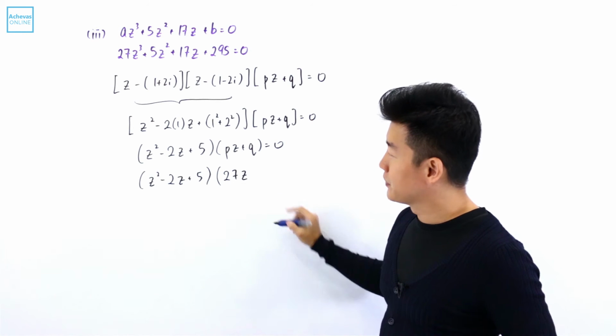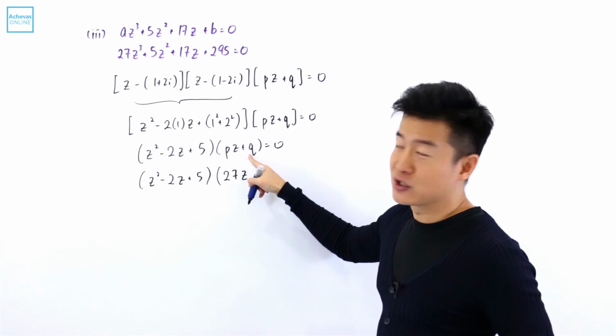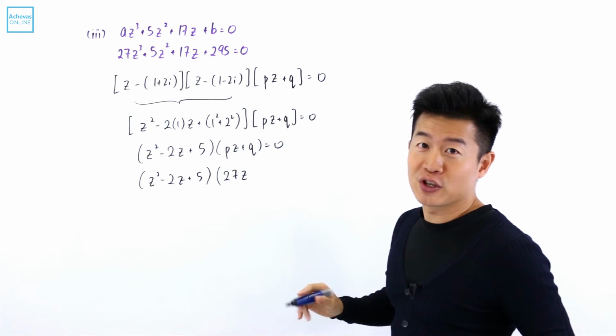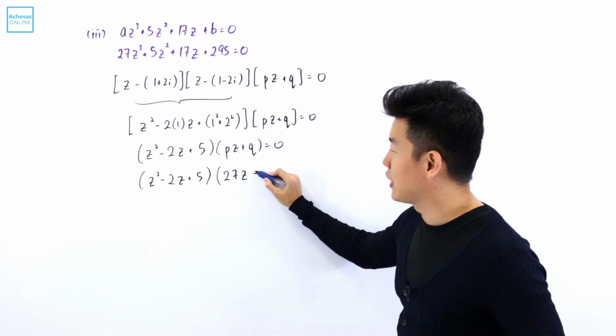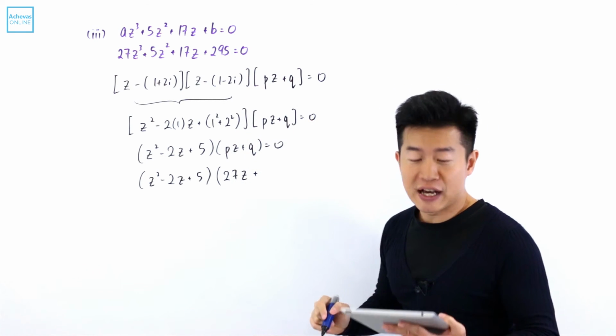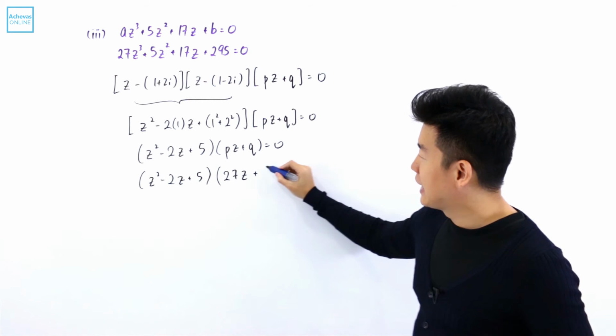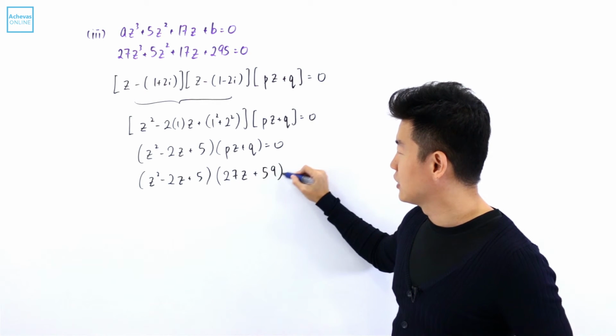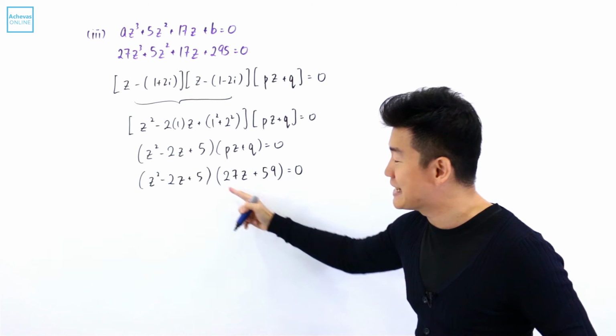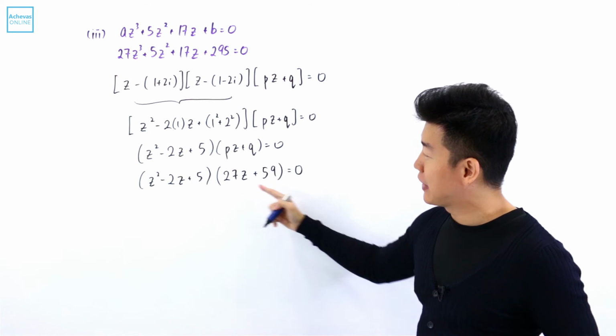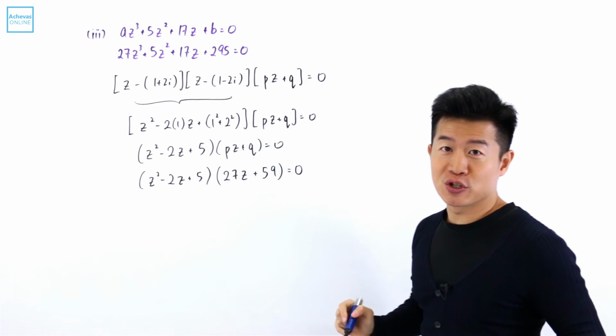So this is 27 of z. And how about q? 5 multiplied by q is going to give me 295. So from observation, I can also find the value of q. Q is going to be 295 divided by 5, and that is going to be 59. Okay, and this is equal to 0. So this is that final factor to this equation over here.